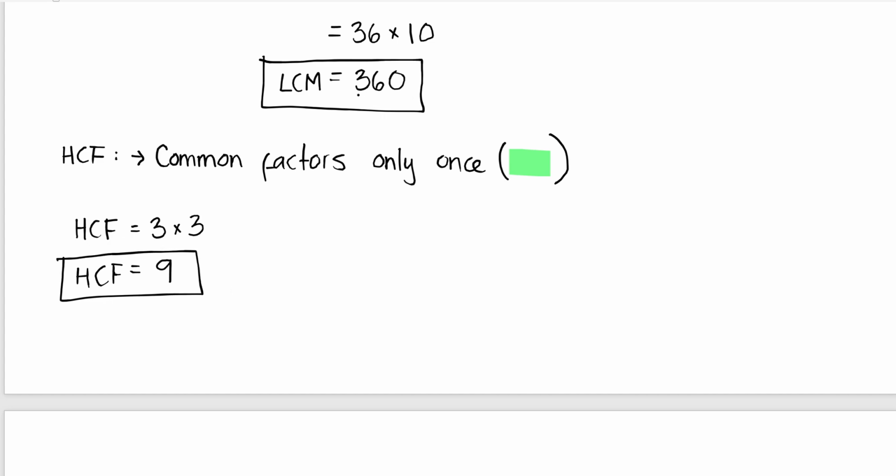And the lowest common multiple is 360. In another video, I'll do another example.